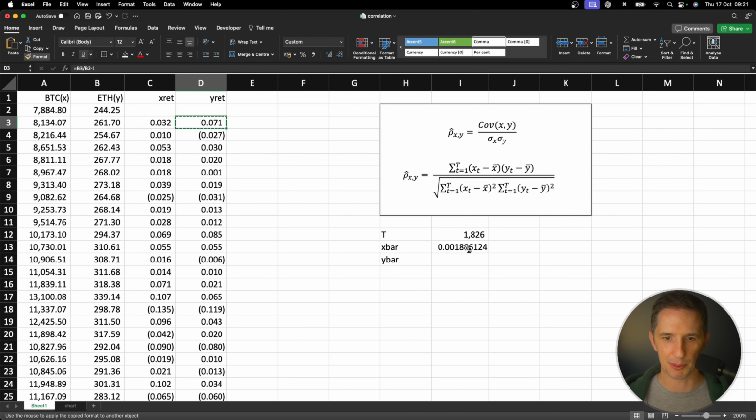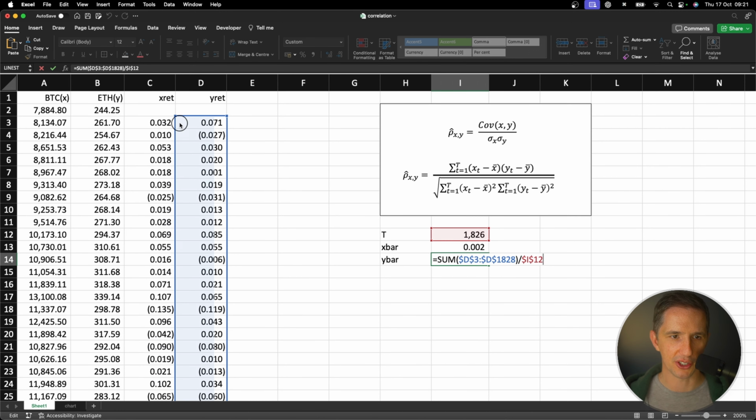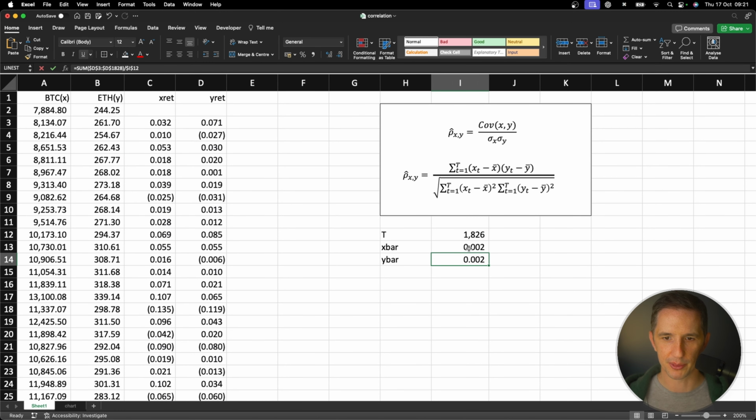In fact, let's just keep the formatting here the same, 0.002. And let's do the same for y. I'm just going to copy this down and drag this over to refer to Ethereum. So there we are. Let's pop this out to one more decimal place so you can see that these are different numbers. And yes, they are. So here's our first central moment. We have here our averages for each column. But now let's calculate the variance.